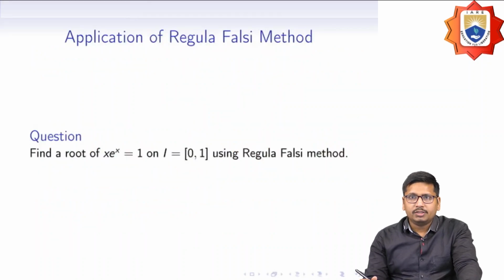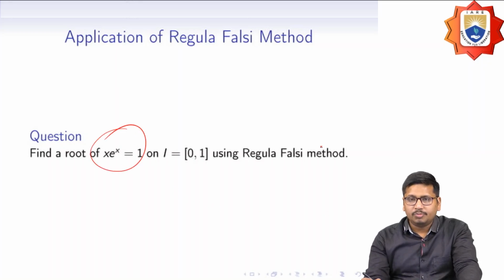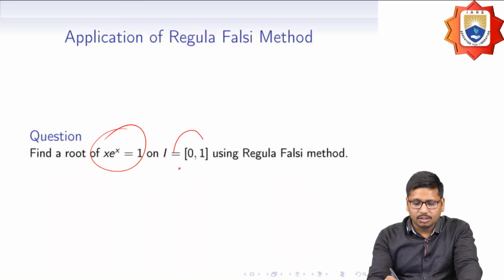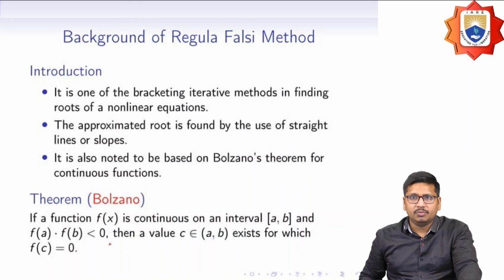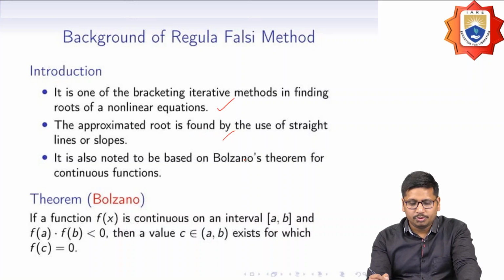So if I am going to construct this application of the regula falsi, I am going to find x to the power x equal to 1, where the root lies in between the interval. As an introduction, this is one of the breathtaking iterative approaches in finding the roots of nonlinear equations, and the approximated root is found by using a straight line or slopes. It is also based on Bolzano's theorem for continuous functions.